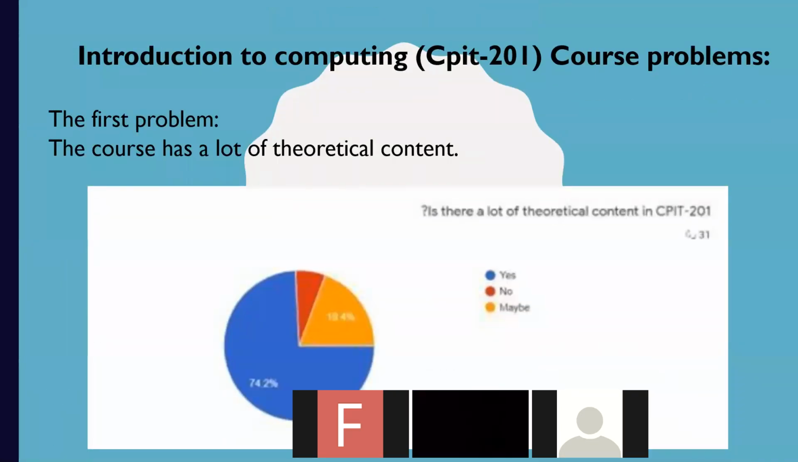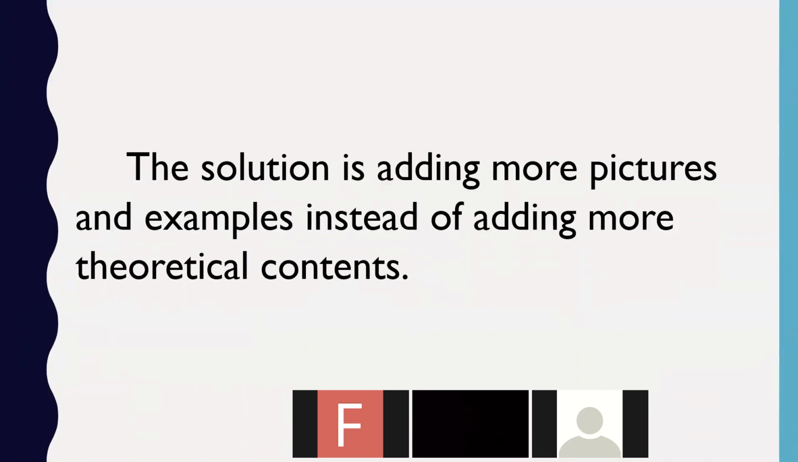The first problem, the course has a lot of theoretical content, so it becomes hard for students to understand the topics or practice them. The solution is adding more pictures and examples instead of adding more theoretical contents. And this solution will help to explain the information better.